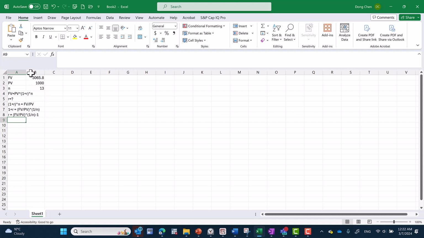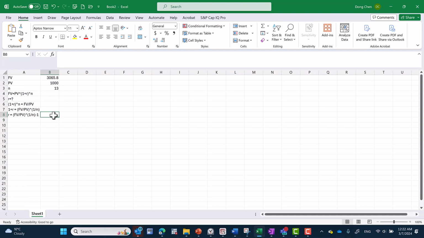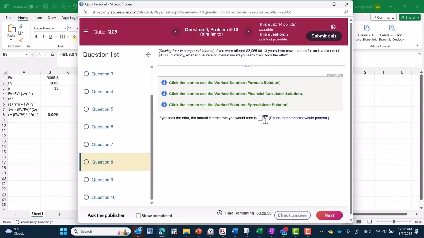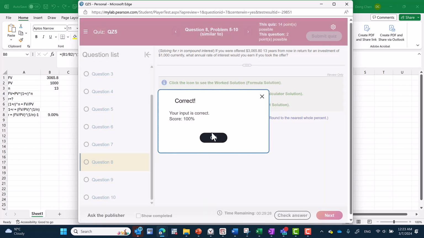So now I can use this equation to solve for R. Just plug in the numbers: FV divided by PV, raised to the power of 1 over n, and finally subtract 1. Then we double check whether this is good enough by rounding to the nearest whole part. That's going to be 9. Check my answer. Correct.